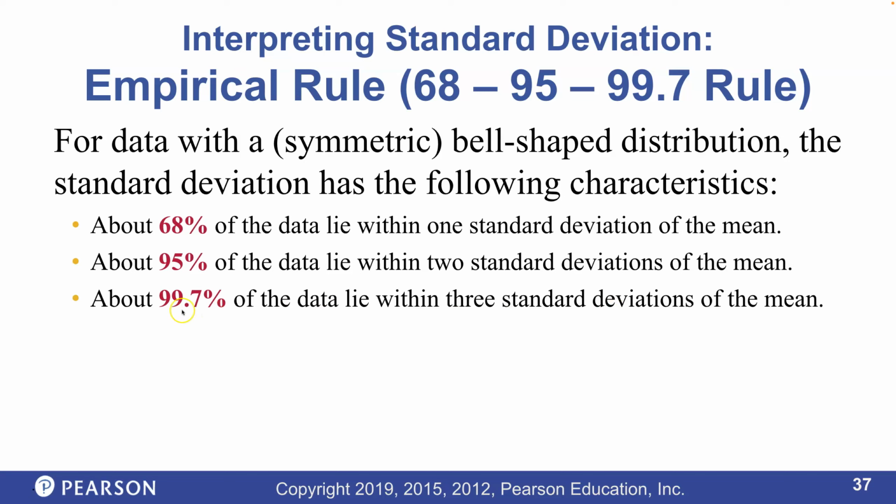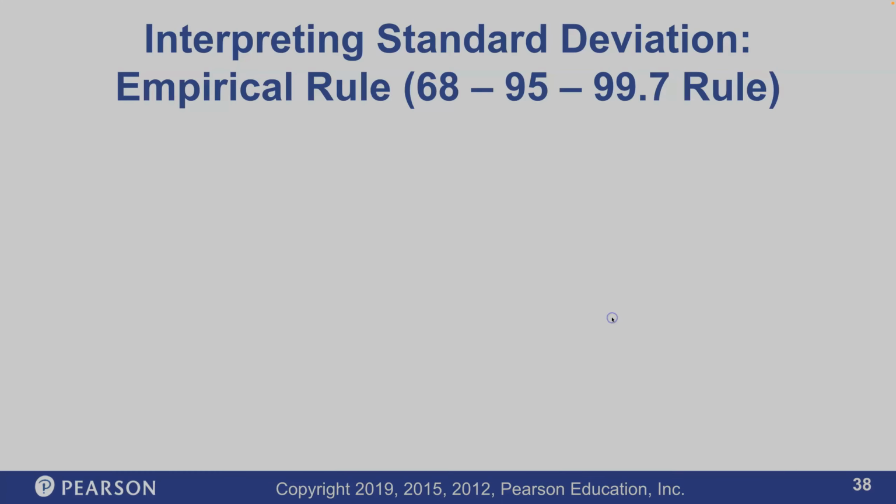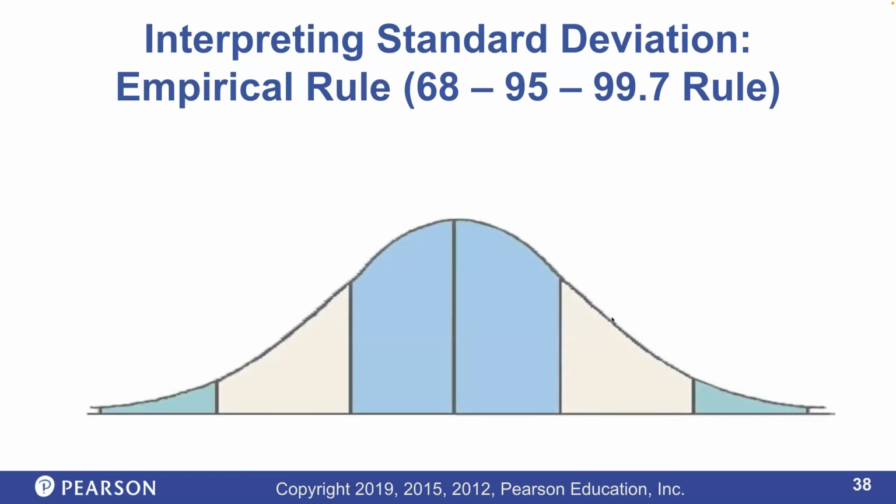99.7. So if you are not within this 99.7%, you are in this very small percentage, less than 1%, right? So if you are outside these 3 standard deviation points, you are an outlier. So we'll talk about how to identify outliers using standard deviation and z-scores in section 2.5. But all right, hopefully this is an example.